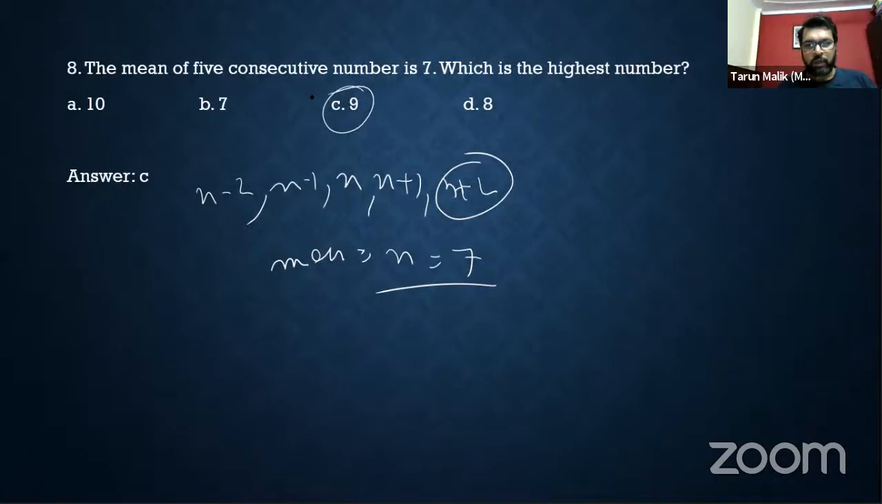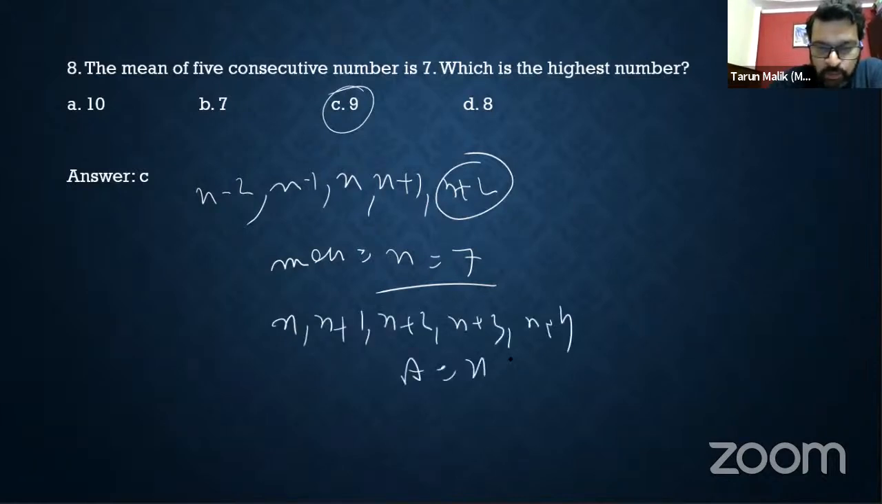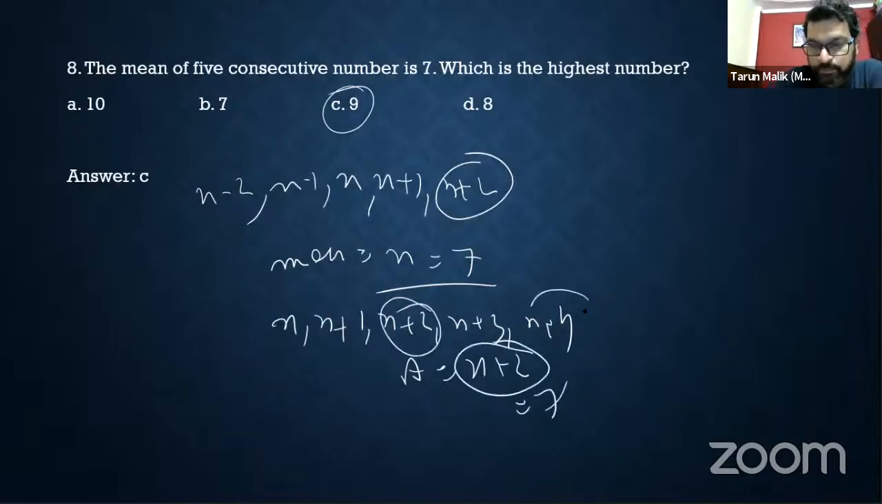Yes, Satvik, you can take x plus 1, x plus 2, x plus 3, x plus 4 also. But if you take this, your calculation will be easy. Whenever you need to assume 3 consecutive numbers, assume x minus 1, x, x plus 1. For 5 consecutive numbers, x minus 2, x minus 1, x, and so on. It is easier to solve. With x plus 1, x plus 2, x plus 3, x plus 4, the average will be x plus 2, which is 7, and you need to find x plus 4.